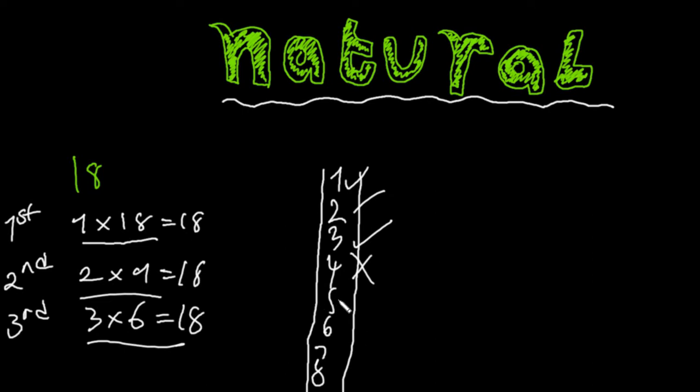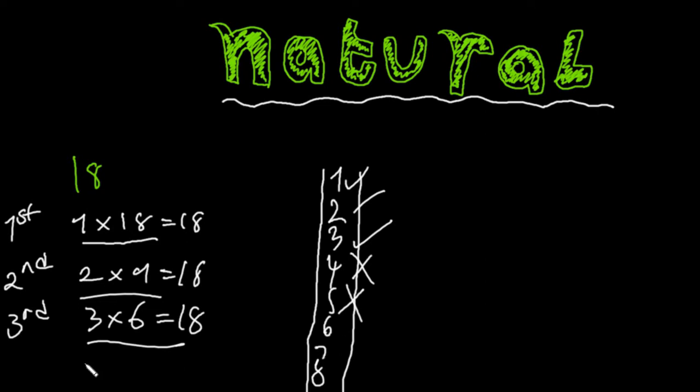Alright, so how about 5? Well, we know that 18 is not a multiple of 5, because if 18 was a multiple of 5, it would have a 5 here. It would be 15. There wouldn't be an 8 if it was a multiple of 5. And so we know that 5 can't be a factor of 18, so we can safely cross that out.